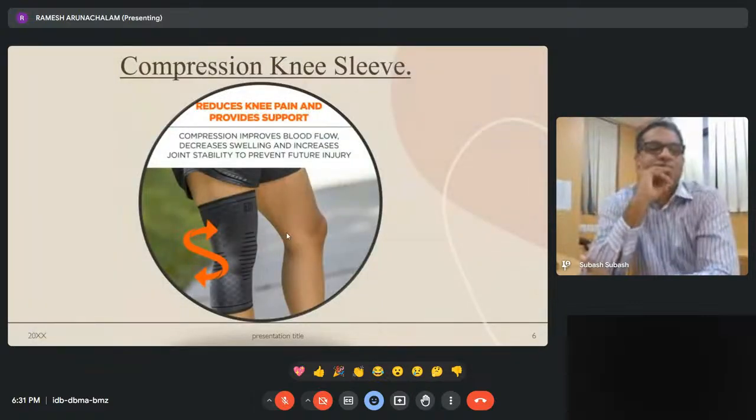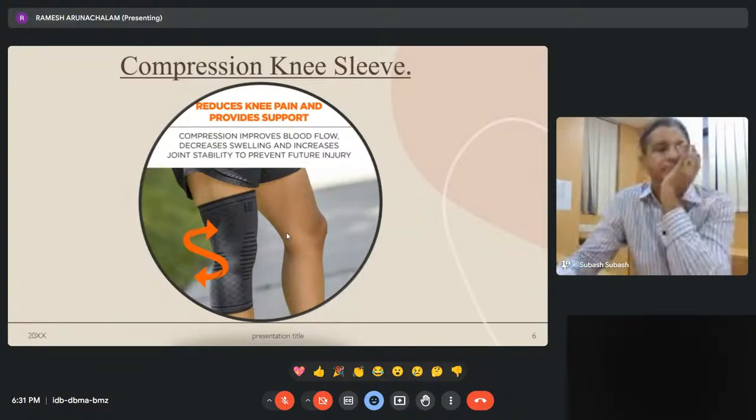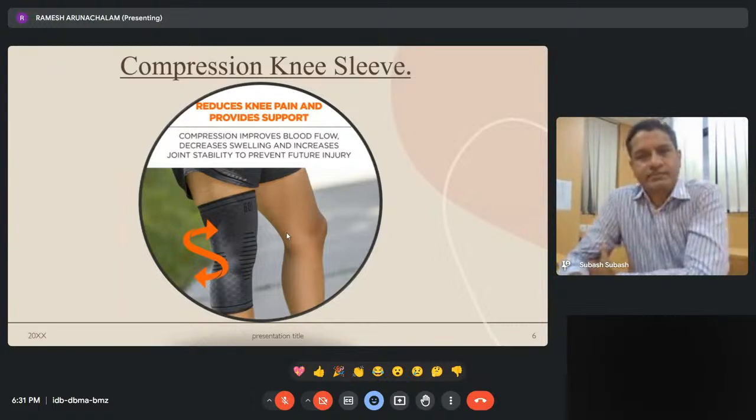But when it comes to compression sleeves, no such mechanism is available, though they give some pain relief. I'm not going to speak against compression. It also gives some compression, which is sometimes beneficial for pain relief. But whether it is going to stop the pain and stop the disease progression, that is the matter. In that manner, compression knee sleeves do not serve that purpose. Only knee offloading braces do that.